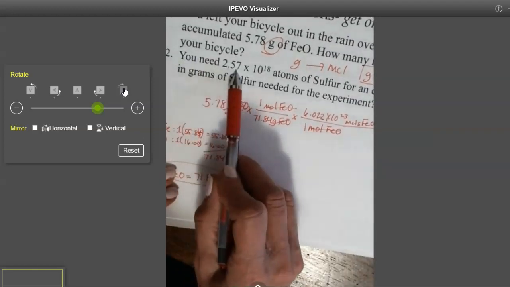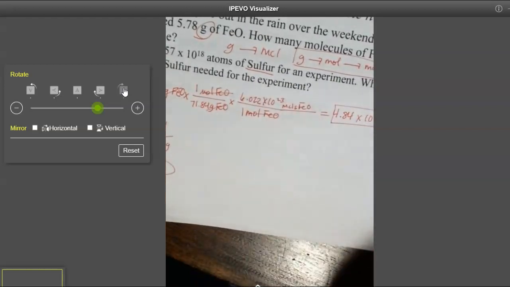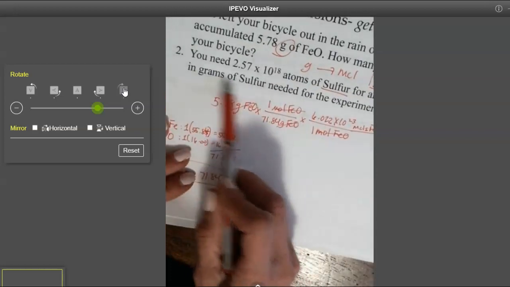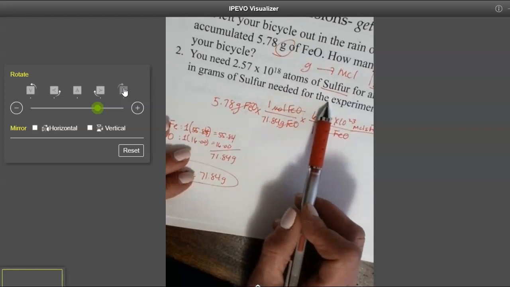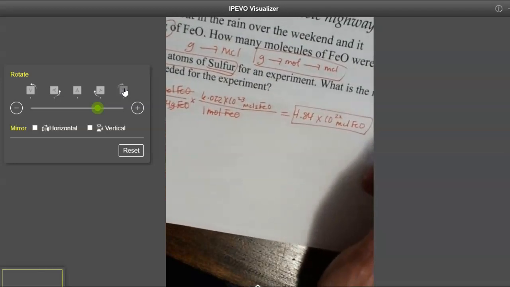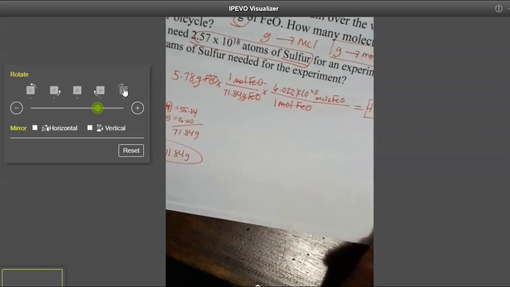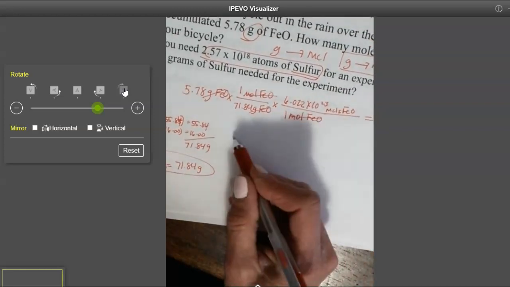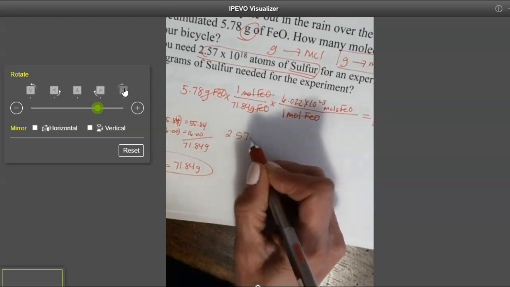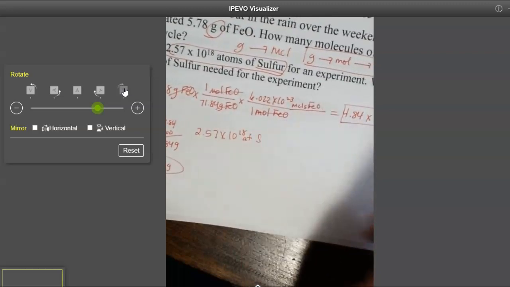If you need 2.57 times 10 to the 18th atoms of sulfur for an experiment, what is the mass in grams of sulfur needed for the experiment? Okay, so we are starting with atoms, and we have to get to mass. So we're basically doing this in the opposite direction. So I'm going to start with what I'm given, 2.57 times 10 to the 18th atoms of sulfur.